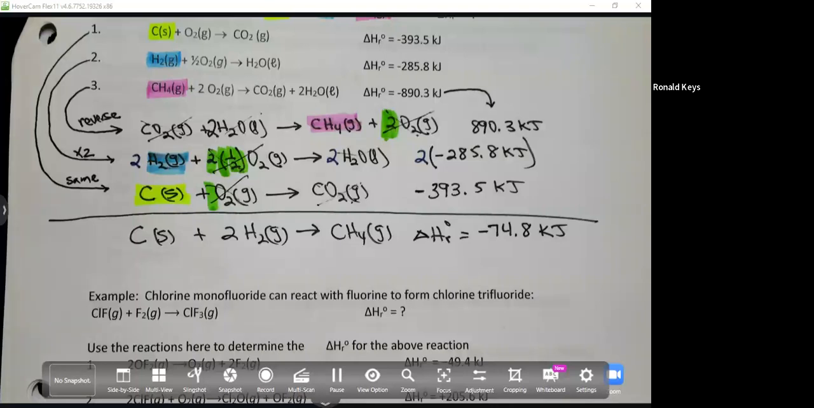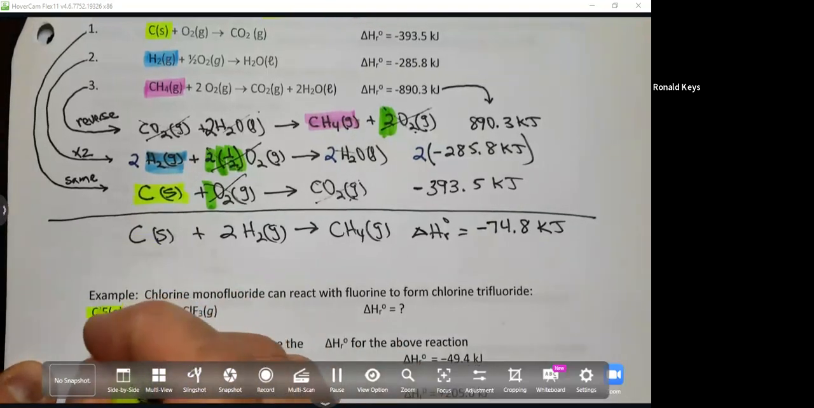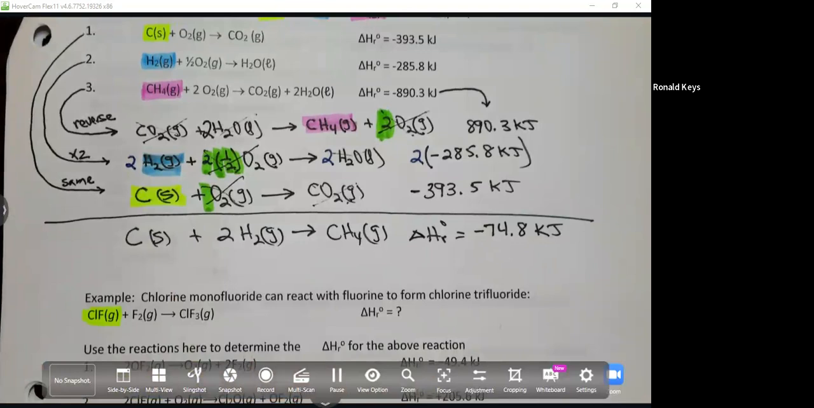Okay, one more, and that is 3 of them here again. Let's highlight, see what we like. ClF gas.